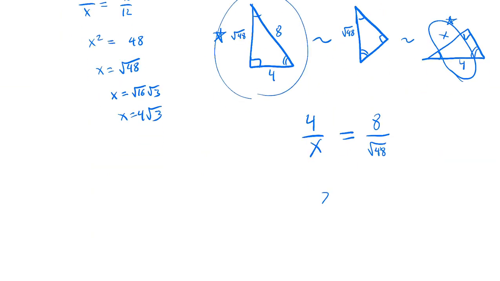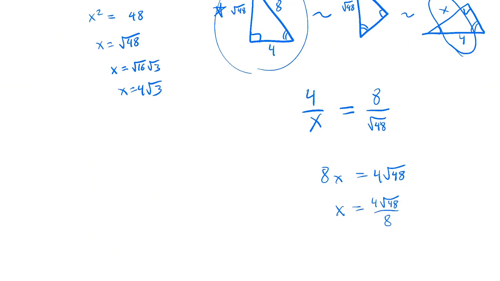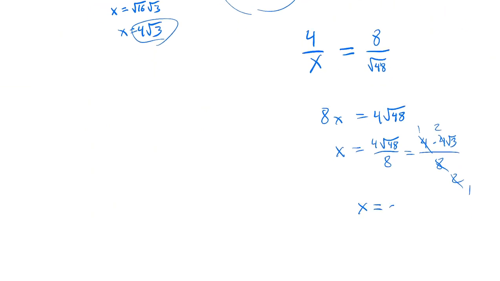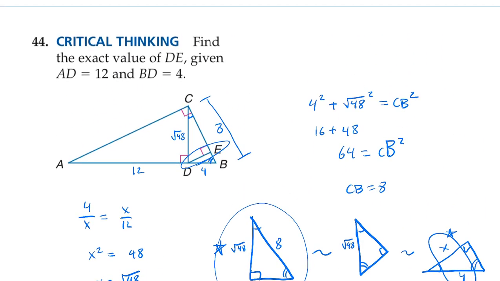And so we get 8x equals 4 root 48. Dividing by 8, we get x equals 4 root 48 over 8. Let's swap out the root. We know root 48 is 4 root 3. So that's the same as 4 times 4 root 3 over 8. Then this and this cancel to be a 2 and a 1, and this and this cancel to be a 2 and a 1. And so now we're left with x equals 2 root 3. Bam! What a cool problem. Hope you enjoyed the video, you guys.